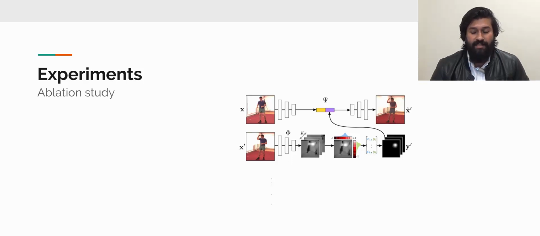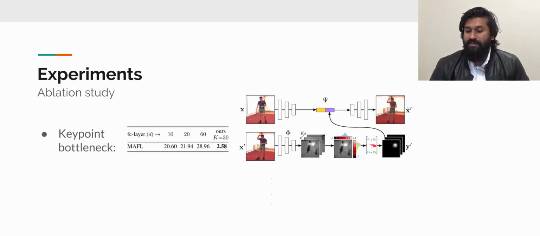And they have exactly done that experiment. This part was replaced with a FC layer, and they have varied the number of neurons, and the results are pretty bad. It's like 10 times worse than the results they have achieved. And their other contribution to this work was that instead of using conventional adversarial loss or L2 loss, they have used perceptual loss.